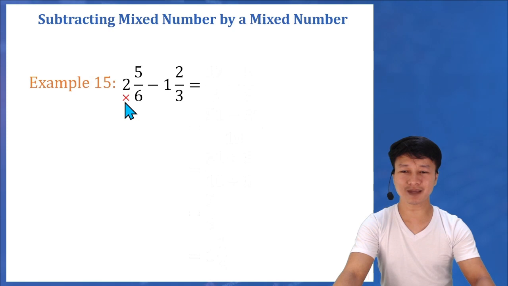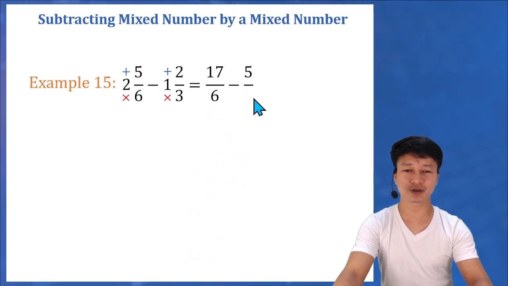So 6 times 2 is 12 plus 5 is 17. So this is 17 over 6 minus this one naman. 3 times 1 is 3 plus 2 is 5. So this is 5 over 3. And the two fractions, 17 over 6 and 5 over 3, are dissimilar fractions. So we are going to use the butterfly method.